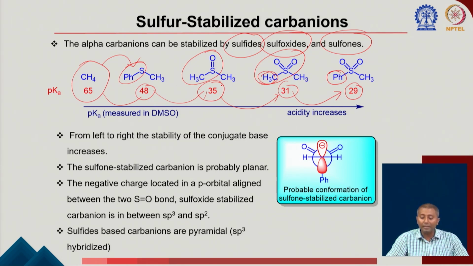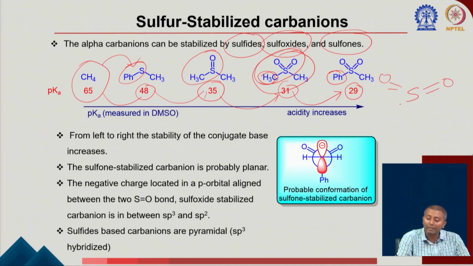And then there is another important factor. A lot of studies were done about the structure of this type of carbanion. From some of the studies, it was found that the carbanion from a sulfone has some sort of planar shape. I am not talking about this part. I am talking about the CH2 minus in this particular compound, correct.